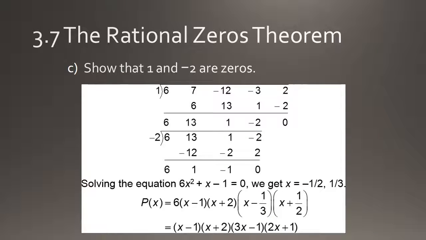And then, we're going to show that 1 and negative 2 are indeed zeros because they look like it. So we're going to try those out by dividing. We'd use synthetic division to divide by the 1. And indeed, we get a 0 remainder. Then we use synthetic division on what we got after that division to divide out the negative 2. And again, it is a 0. Now we have 6x squared plus x minus 1, which we can factor. And we get that x is negative 1/2 and 1/3. And you see there the results, the factoring.